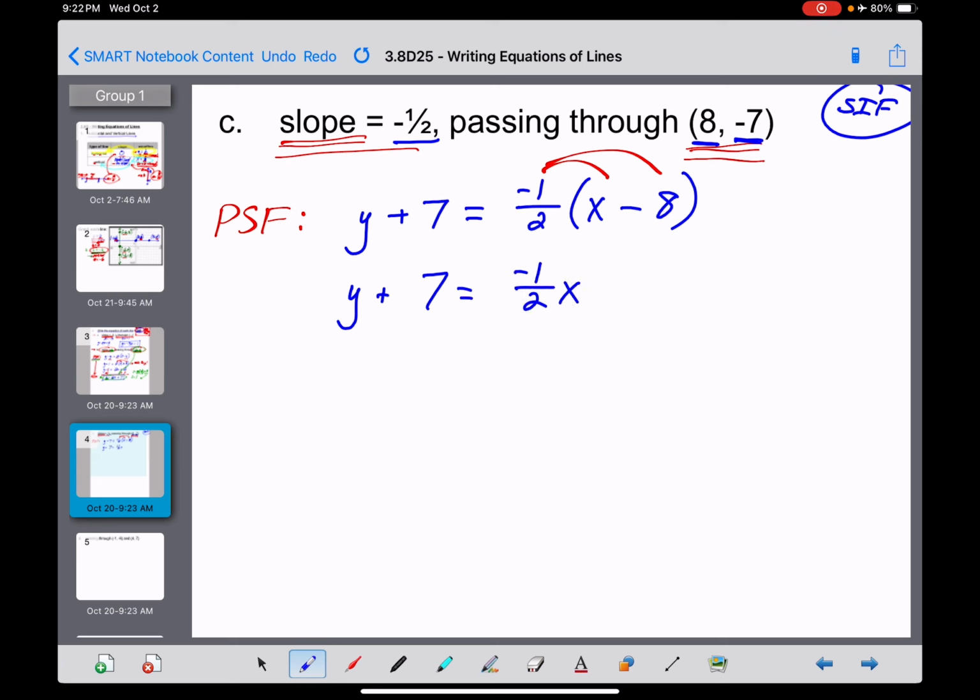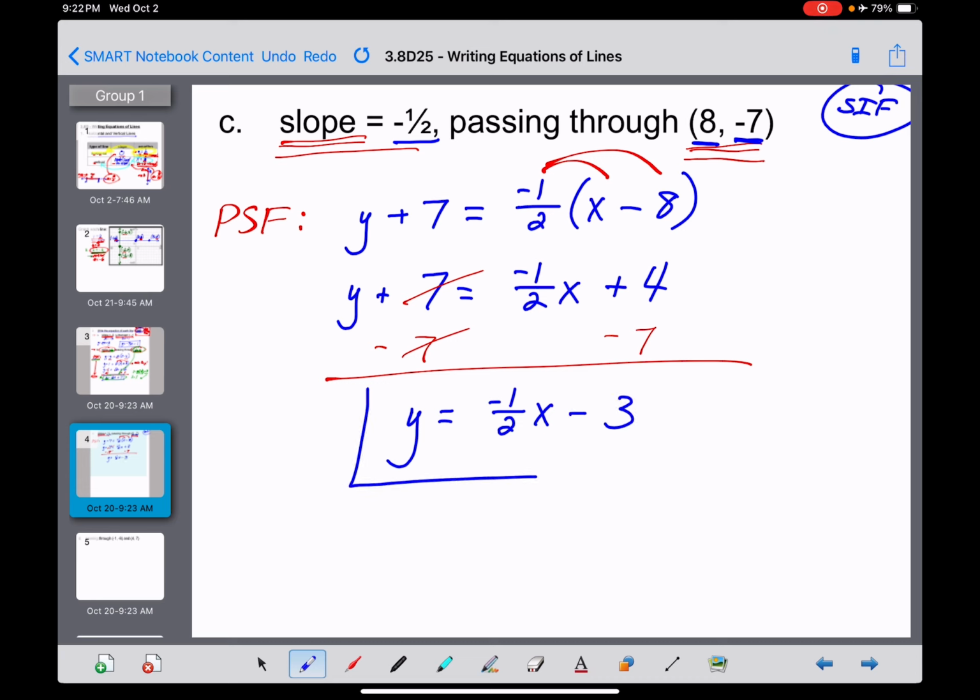You're welcome to use your calculator here, but -1/2 times -8, hopefully you can do that in your head. A negative times a negative is a plus, and half times 8, that means 1/2 of 8, is going to end up being 4. And lastly, to get y by itself, all we have to do is subtract 7 on both sides. Those 7s cancel, and this should be our answer, guys. y equals -1/2 x, and a +4 minus 7 is going to get us a -3.